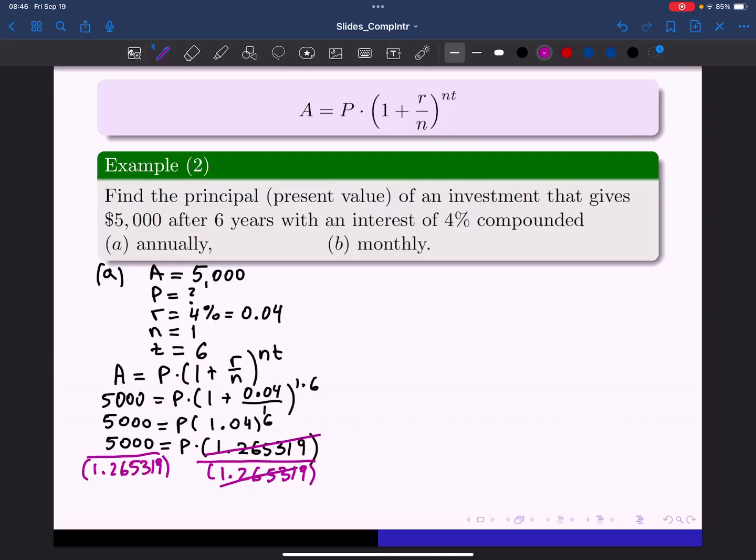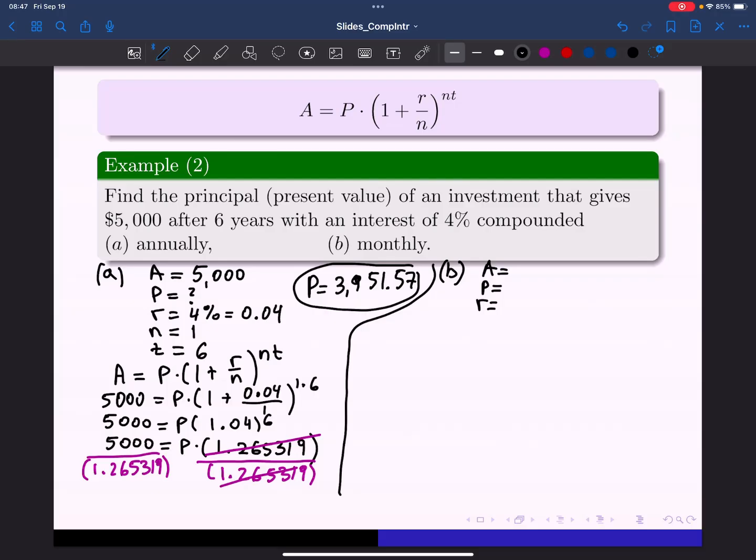So my principal P is equal to 3,951 and 57 cents. And this is for part A. For part B, I suggest exactly the same. List what is A, what is P, what is R, what is N, and what is T. A is still 5,000. P is what we need to find.